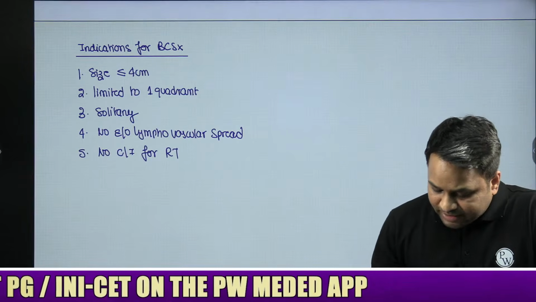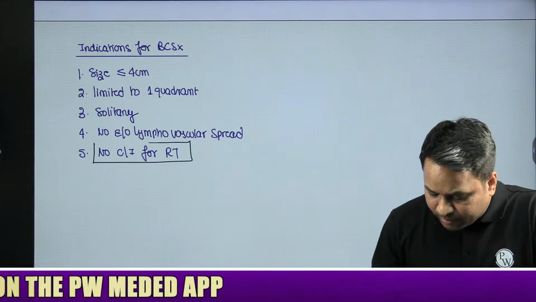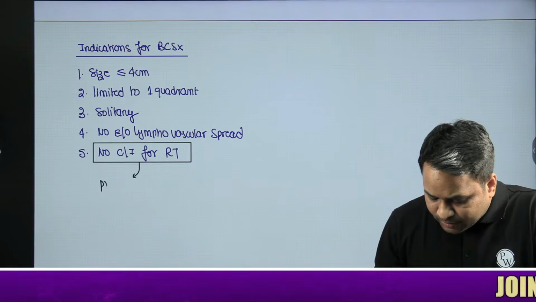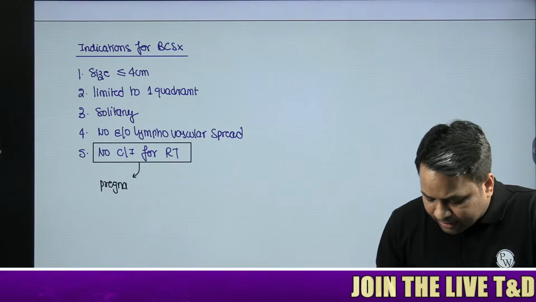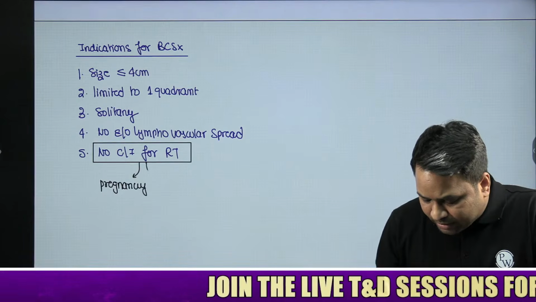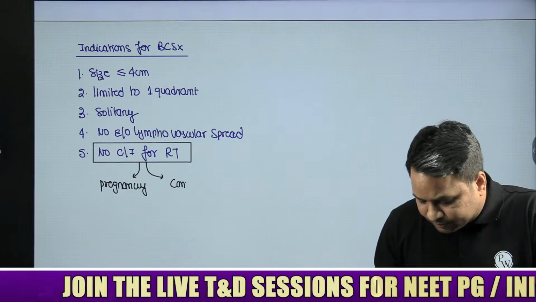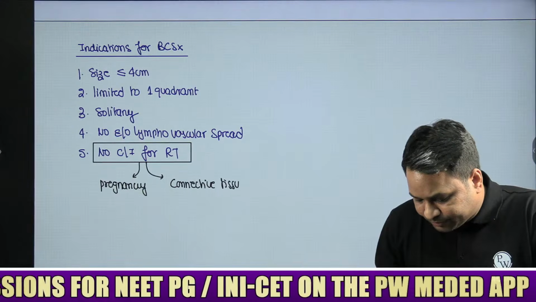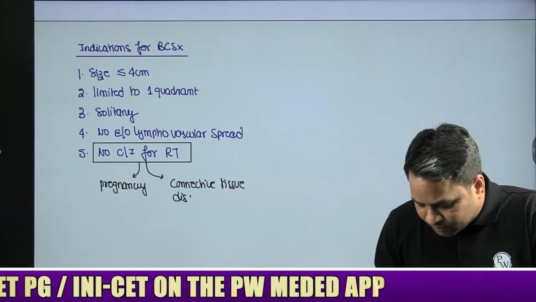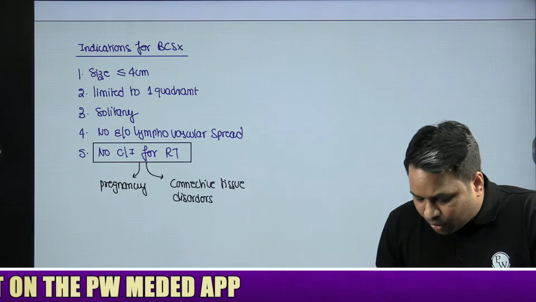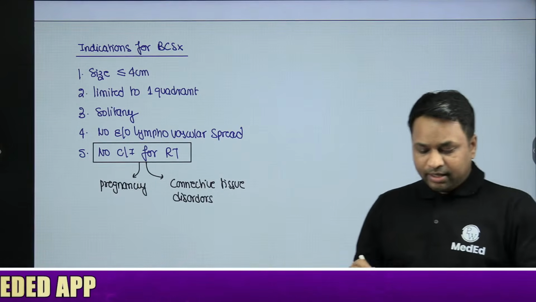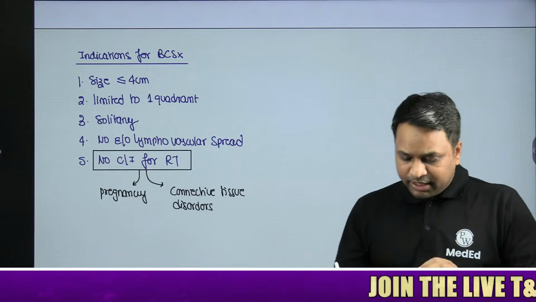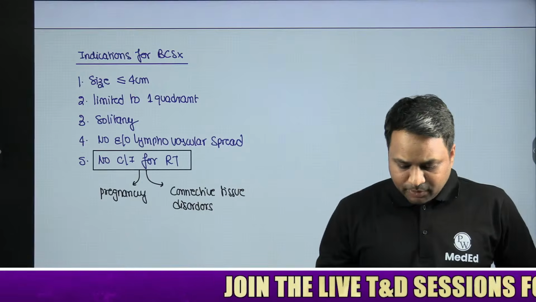Now, usually when we say what are the contraindications for radiotherapy, there are two important ones that you have to remember. Number one is pregnancy. And number two, people with connective tissue disorders. The connective tissue disorder usually flares up on exposure to radiotherapy, right? So these are the indications for your breast conservative surgery. Let's apply this and see in our question.